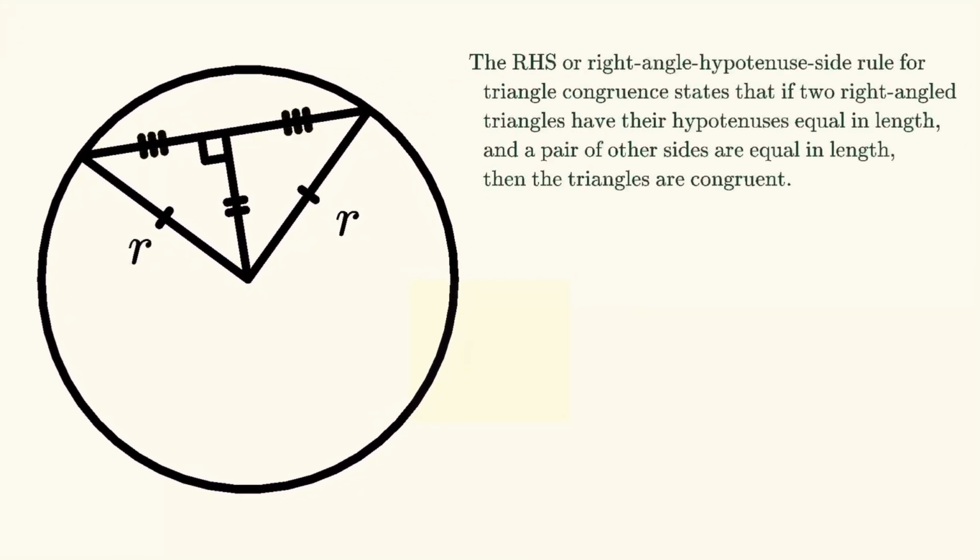Let's draw this diagram illustrating the problem. We'll label the radii R and draw the perpendicular line through the center, creating two right triangles. The radii are clearly congruent to each other, and the two triangles share the perpendicular line. From there, we can invoke the RHS postulate for right triangle congruence, which states that two right triangles are congruent if their hypotenuses and one of their sides are congruent.